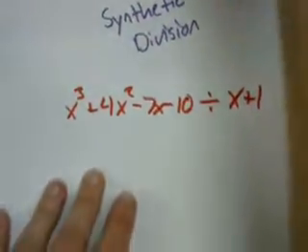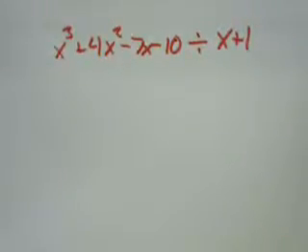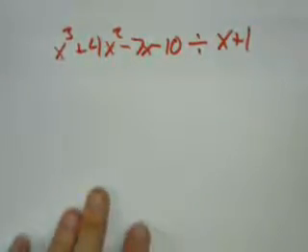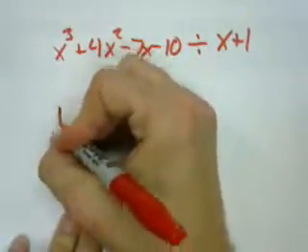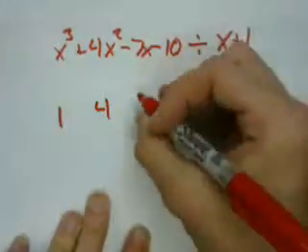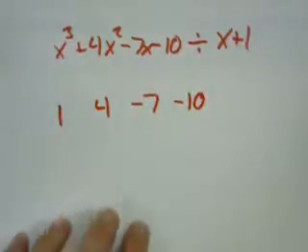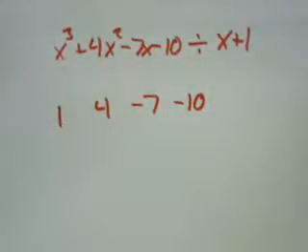So as we set up our synthetic division, it's going to look very different than long division, and that's what we're used to here. Okay? So as we set this up, we want to take the coefficients one at a time, starting with the highest power. So x cubed is 1, because it has a coefficient of 1. X squared is 4. X is negative 7, and the constant's negative 10. Okay? So those are our coefficients.